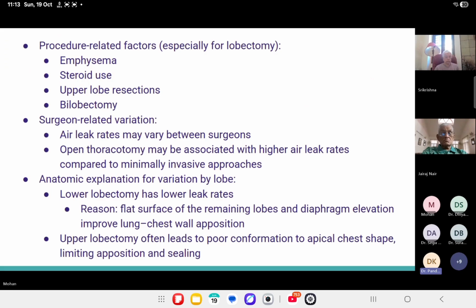Procedure related: especially lobectomies, upper lobe resections, bilobectomies, and surgeon-related variations. Air leak rates may vary between surgeons. Open thoracotomy may be associated with higher air leaks compared to minimally invasive procedures. The anatomic explanation for variation by lobe is that lower lobectomy has lower leak rates, because the flat surface of the remaining lobes and the diaphragm elevation improve lung-chest wall apposition. Upper lobectomies often lead to poor conformation to the apical chest shape, limiting apposition and seal.